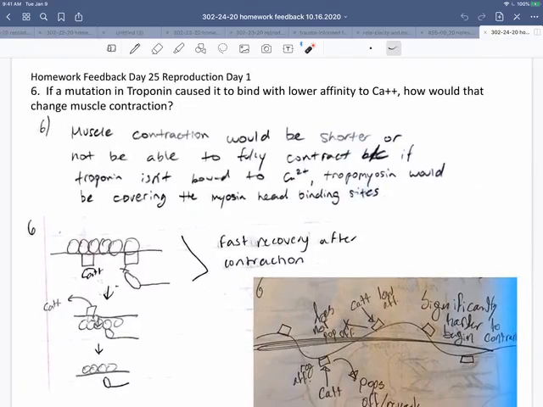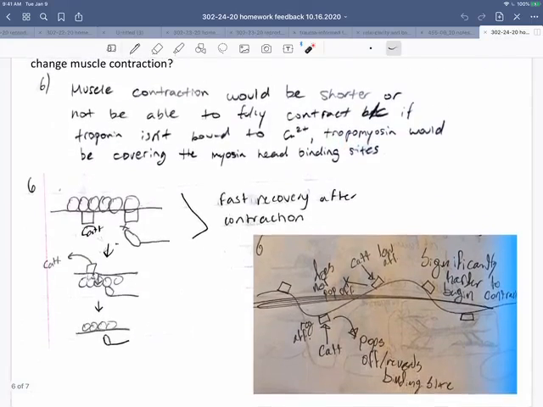Number 6, what if we had a mutation in troponin, so it binds with lower affinity? In other words, here's our calcium. It is going to escape more quickly. It's got lower affinity, less strength of attraction. So in words, muscle contraction would be shorter because if the calcium doesn't stay, it may not fully contract because the troponin doesn't hold on to the calcium. Tropomyosin is not pulled away. So you're going to get briefer and less contraction.